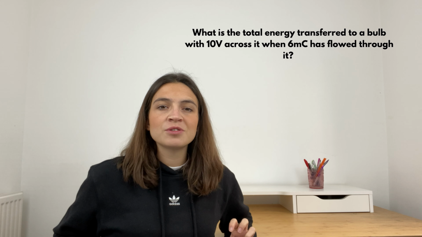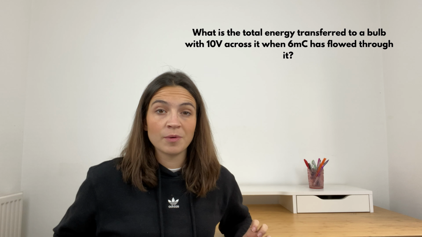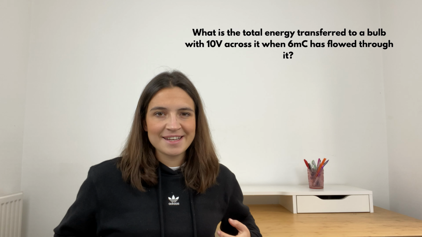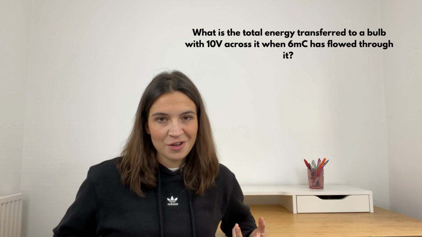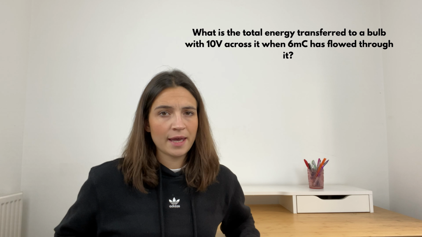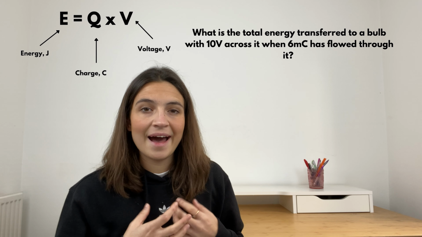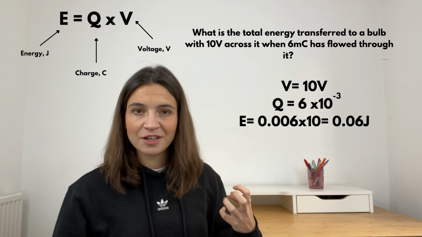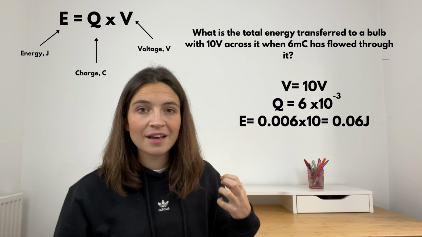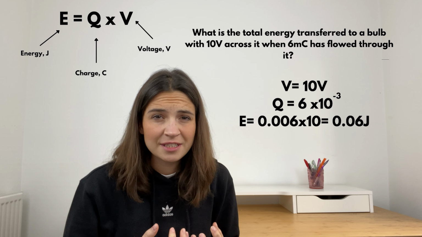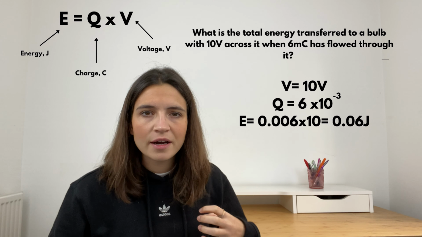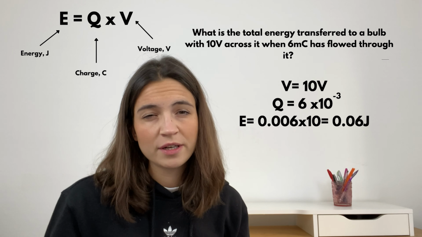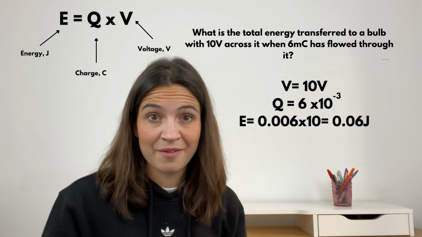What is the total energy transferred to a bulb which has a voltage across it of 10 volts and has had 6 millicoulombs pass through it? Okay, here's our equation. And let's define all of our variables. V is 10 and Q is 6. But be careful. This Q was given to me in millicoulombs. I need to multiply 6 by 10 to the minus 3. If you're unsure about prefixes, check out that video.